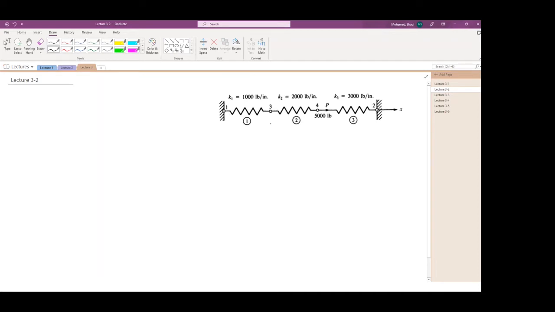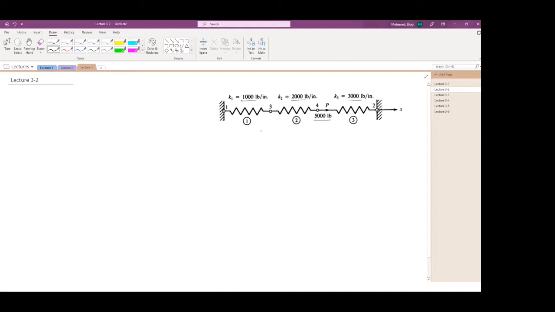So let us have 3 springs. The stiffness of the first spring is 1000, the second is 2000, and 3000 for the last spring. You have one force that is active at the node between the second and the third spring, and the springs are fixed at both ends. So at this end, this assembly of springs is fixed, and the same is correct here.